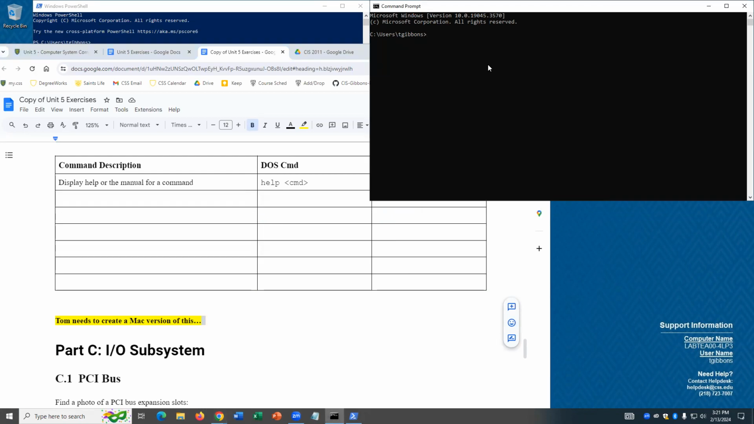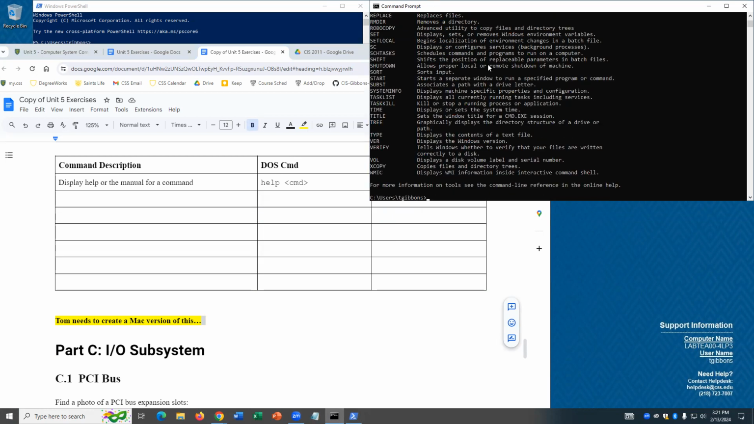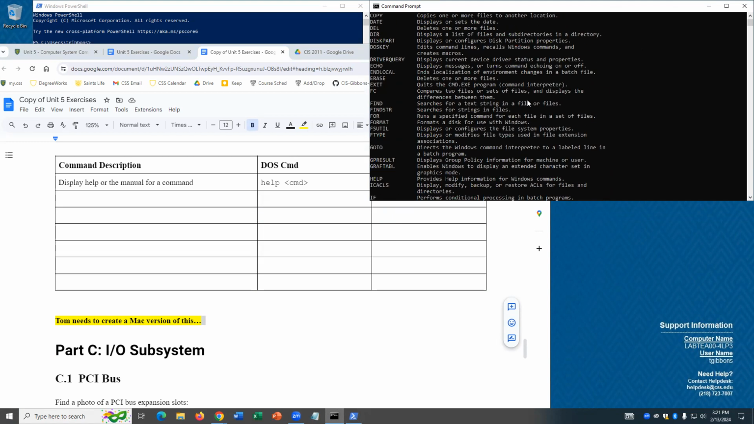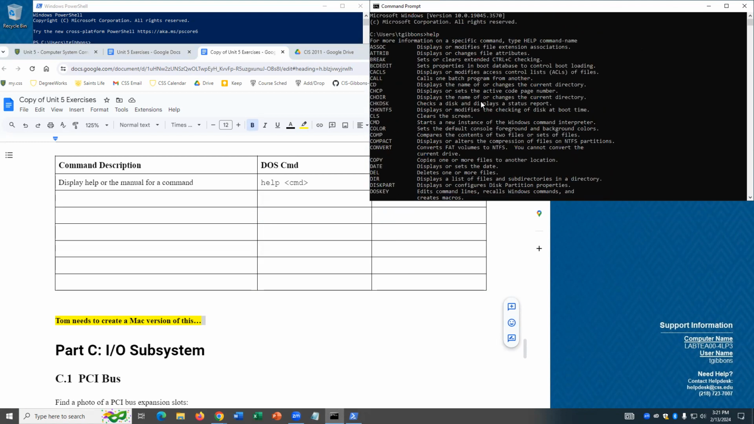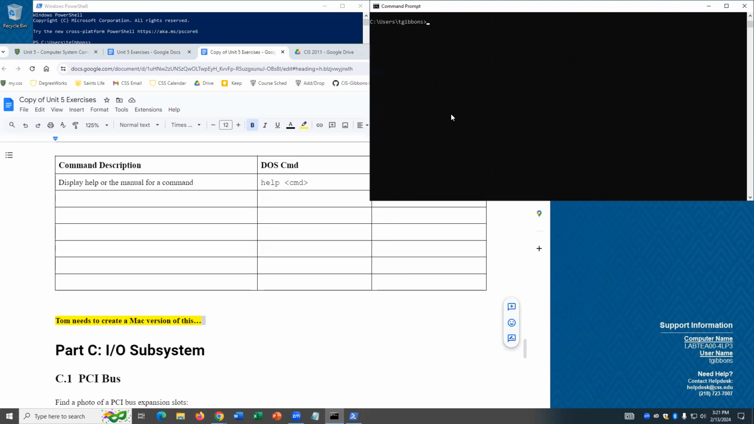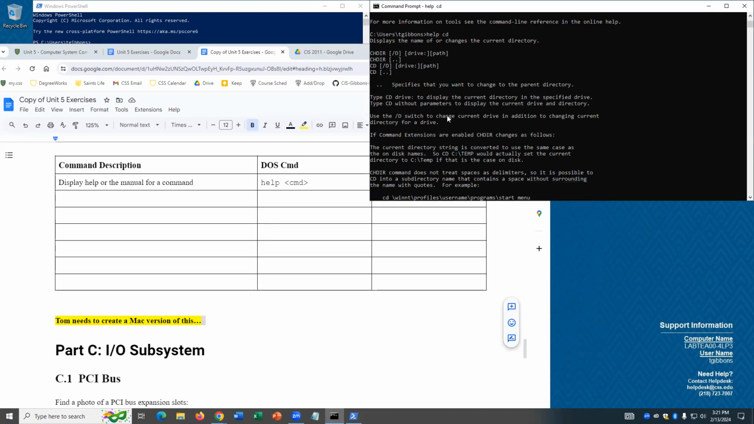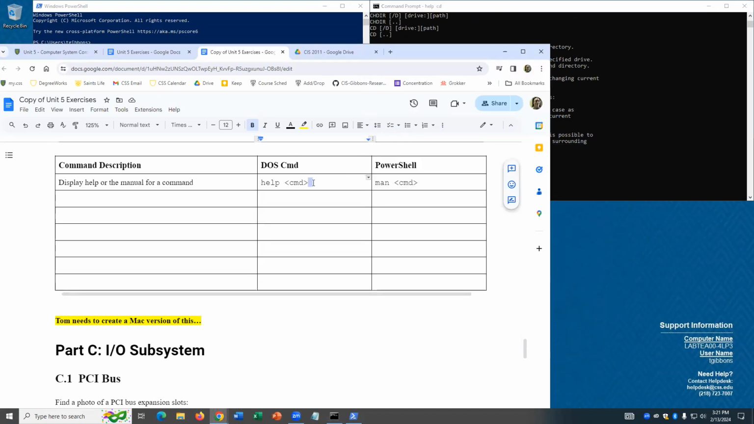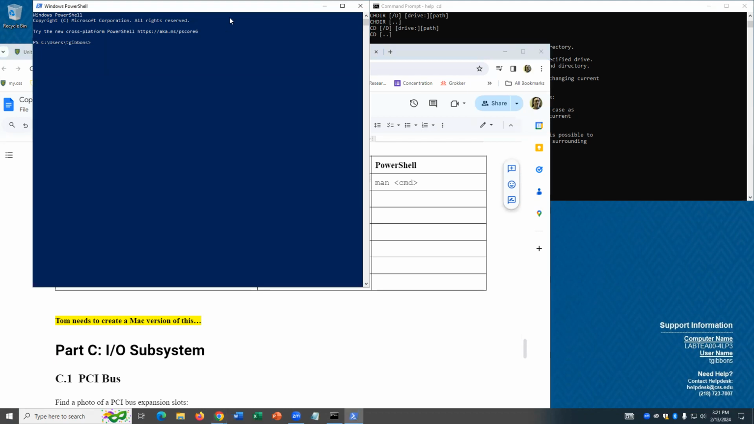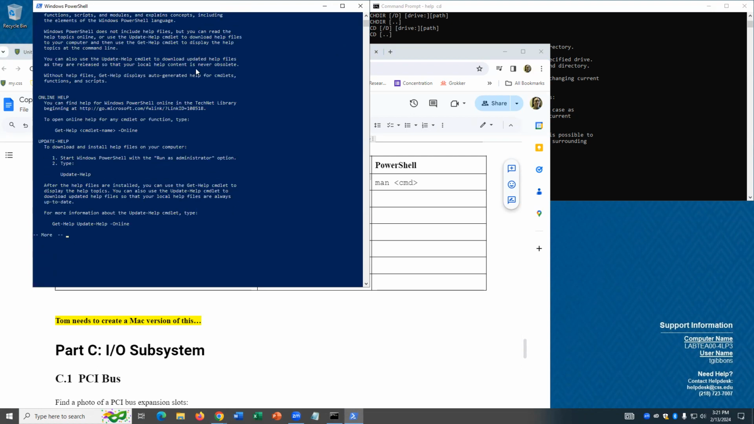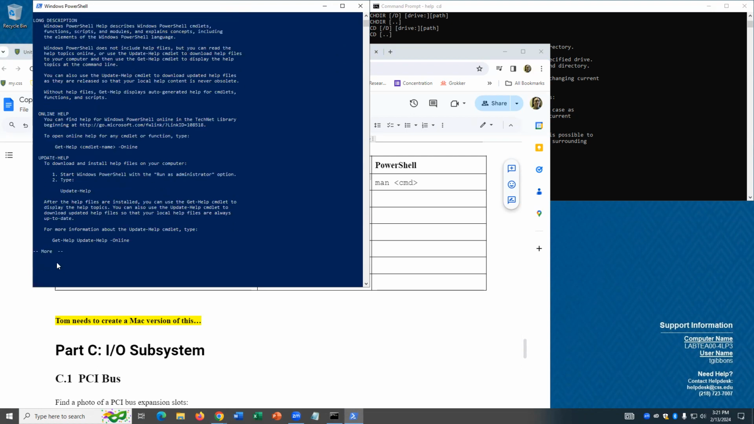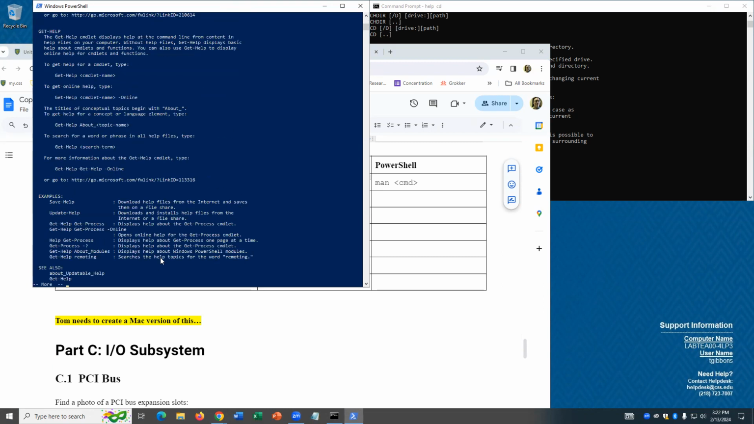So like in the DOS prompt, I can type in help and it'll display a list of commands I can do. And if I want help on a particular command, like there's a command called CD, I can type in help space CD and it'll tell me all about the CD command. So help, and I have that one listed here. In Windows PowerShell, I type man, short for manual, and it'll tell me about it. Now this displays one page and it says more. I have to hit a key like space to get more examples here.